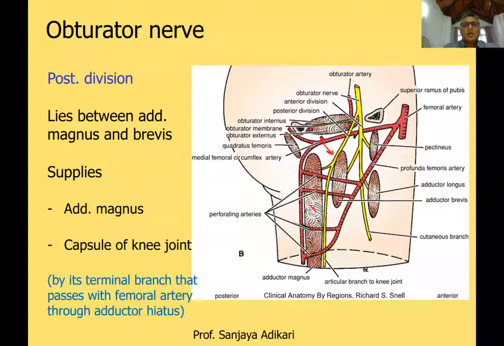Now when it comes to the posterior division, that is this one, it supplies the adductor magnus, and it's a long division. Even though it's slender than the anterior one, it's long, and it enters the lower end of the adductor canal, and passes through the adductor hiatus with the femoral vessels, and it supplies the knee joint. Okay, so that is the point. The important point is that the obturator nerve, the posterior division, supplies the knee joint. So there are different opinions about its presence in the adductor canal, but we will take it as present in the distal end of the adductor canal.